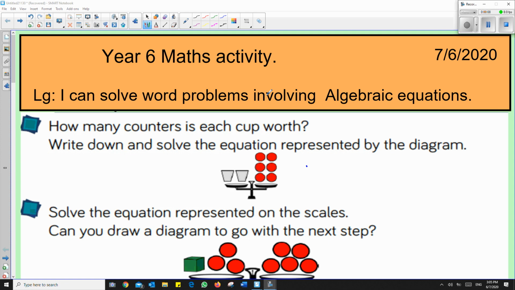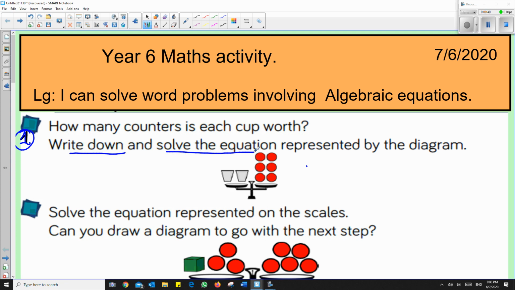Today we are going to solve word problems involving algebraic expressions. The first one is number 1. Number 1, how many counters is each cup worth? Write down and solve the equation represented by the diagram.